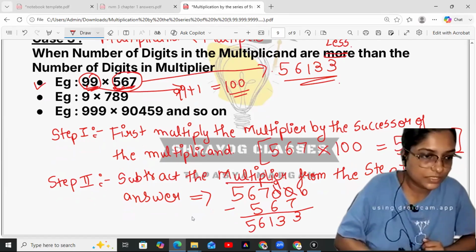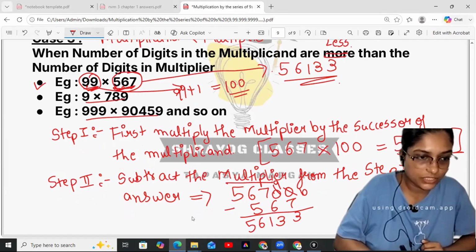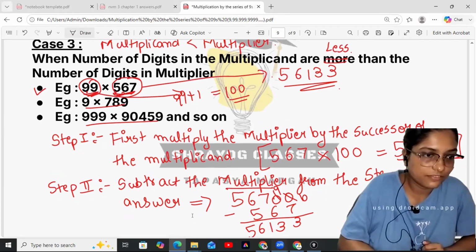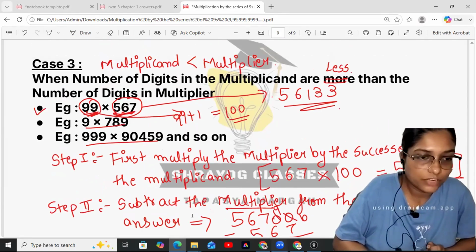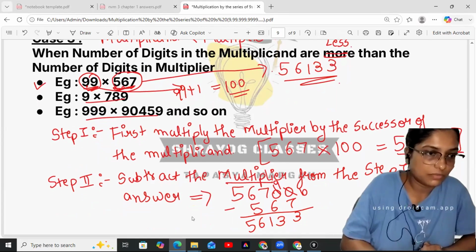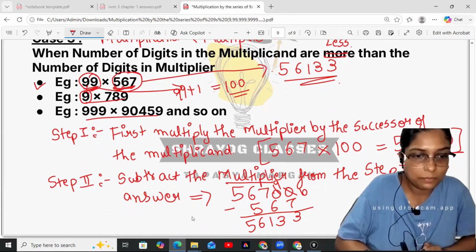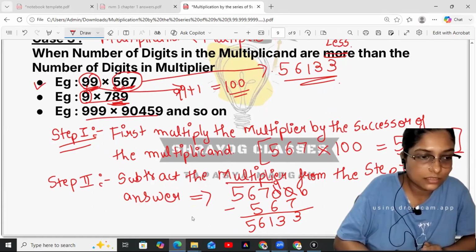These are the two steps you can follow for every question where the number of digits in the multiplicand is less than the number of digits in the multiplier. Now here in example 2, the multiplicand is 9, so its successor will be 10. So step 1 will be that the multiplier should be multiplied by 10. Then step 2 will be to take the result that I have got in step 1 and subtract from it the original multiplier, which is 789. And then I'll get my final answer.